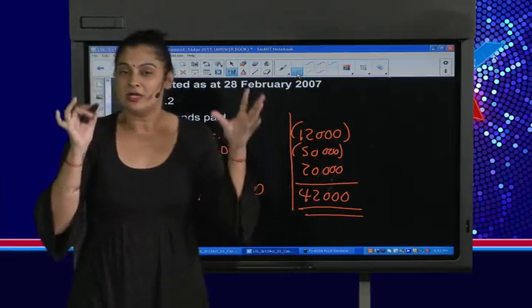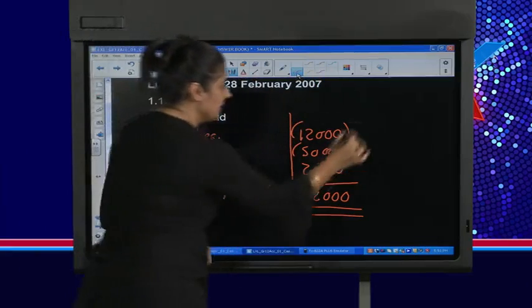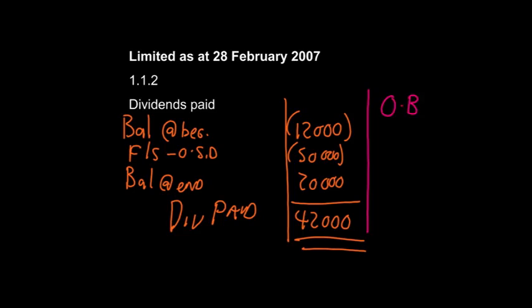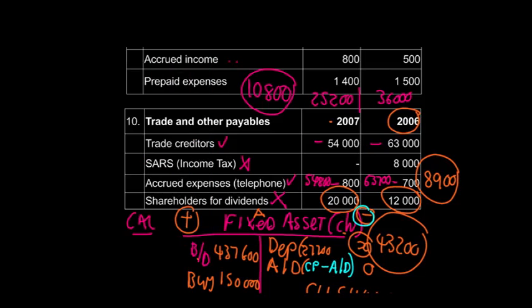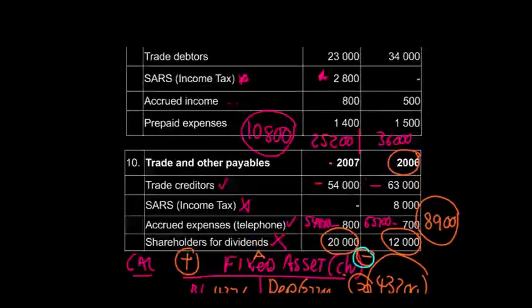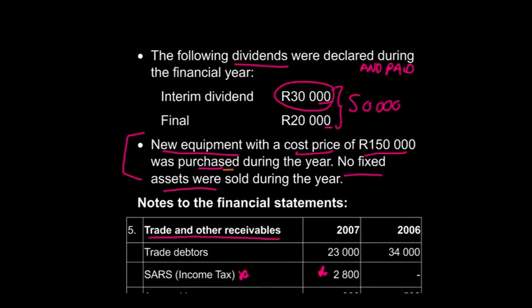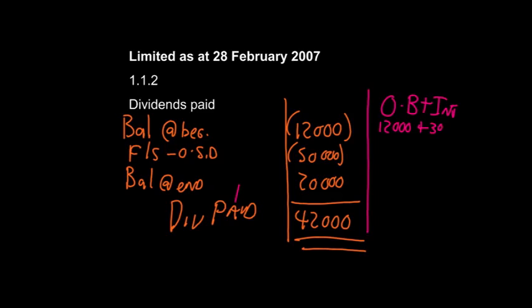Okay, right, guys, remember, it's calculations. I can choose the method that I want to use. Now, the calculation that I could also use to work out dividends paid is a simple formula. I could take my opening balance at the beginning of the year and add my interim dividend that was paid during the year. At the beginning of the year, I was owing my shareholders 12,000. If I now add my interim dividend of 30,000, 12,000 plus 30,000 gives me an amount of 42,000, which is exactly the same as what I've done here.